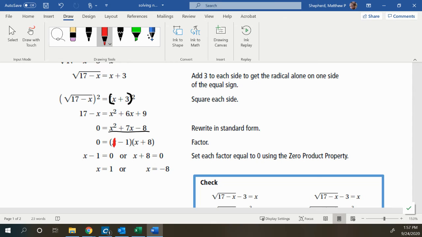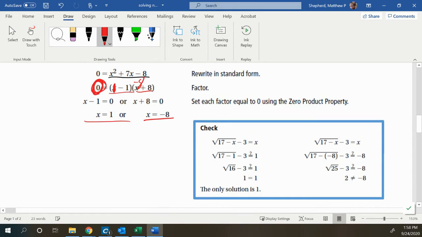We know a 1 would work because 1 minus 1 would give a 0. We also know that a negative 8 would satisfy this because negative 8 plus 8 would also equal 0. So we got those two different solutions.